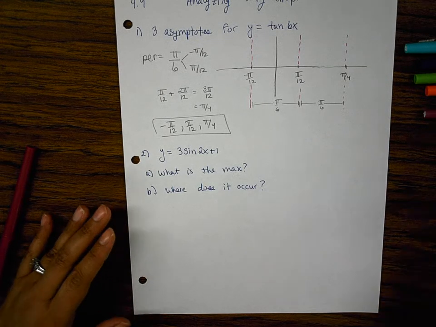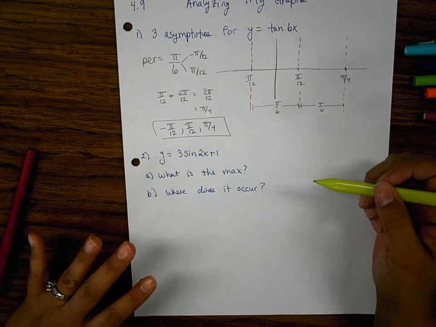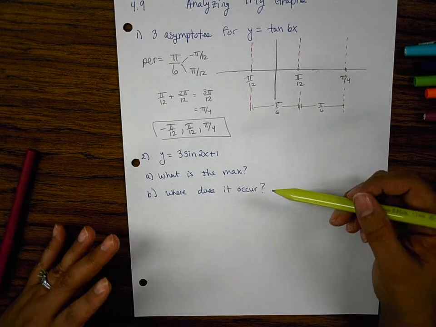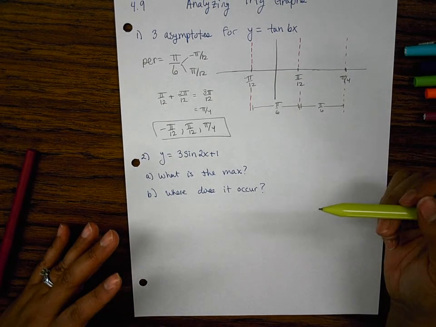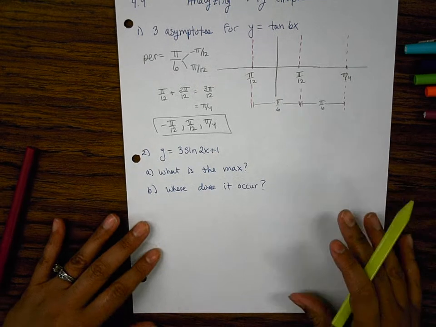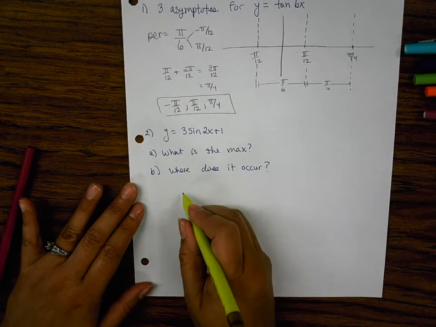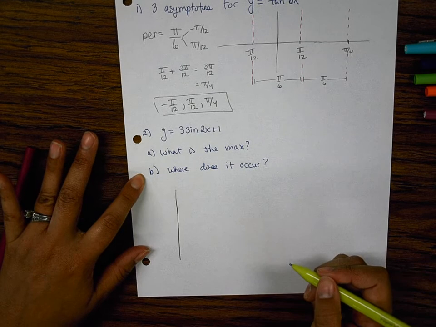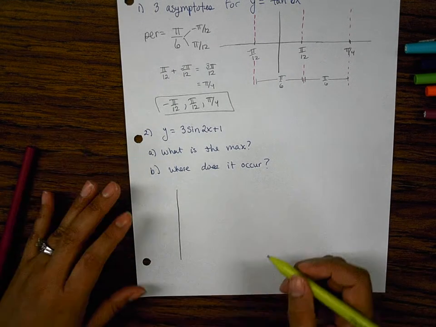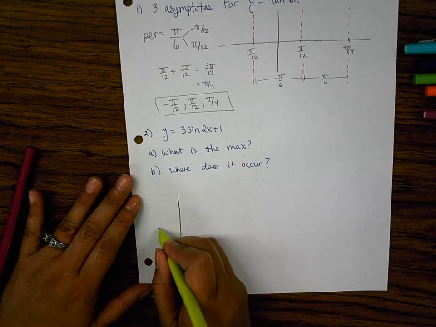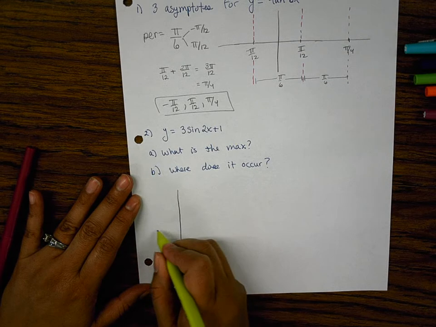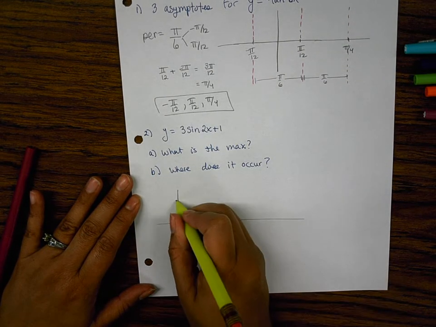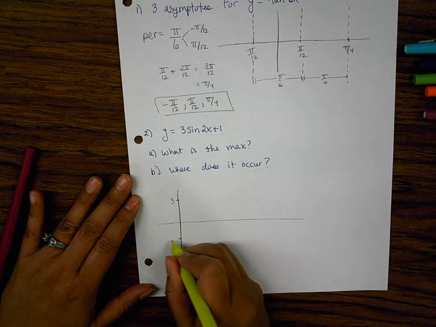Okay, what is the max? Where does it occur? What is the max you could probably do without any graphing, but where does it occur, you may need the graph. Some of you might be able to do without, but I'm going to graph just to get the practice anyway. And you need to have work for part B. If you didn't do a graph, then you'd have to show your algebraic work, which I will show you in just a bit for the next problem.